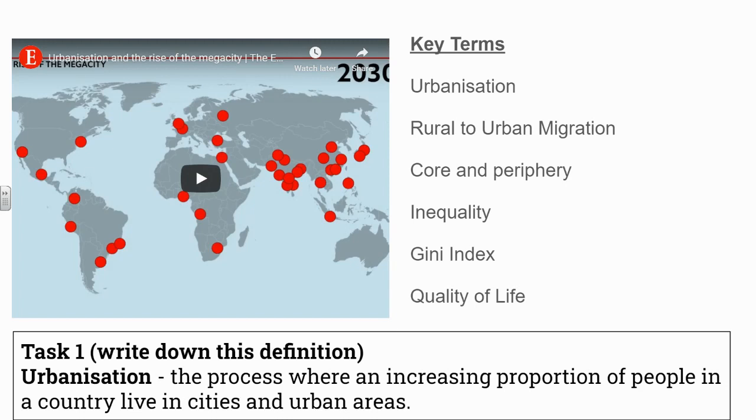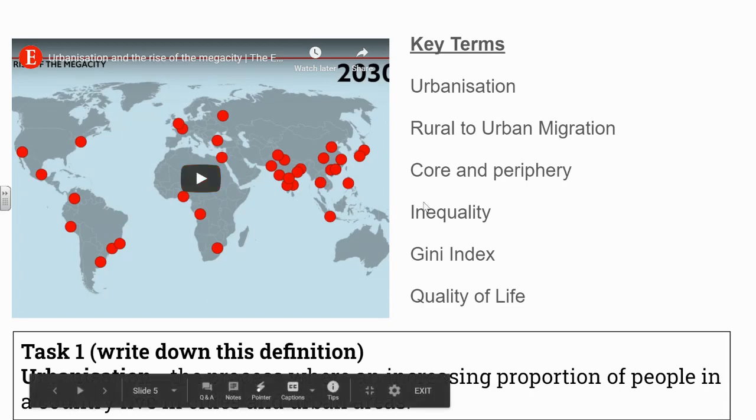So, the definition of urbanisation, you might remember this from year 7, is the process where an increasing proportion of people in a country live in cities and urban areas. So, essentially, that means people are moving from rural to urban areas, like in China, and also the population's growing faster in urban areas, probably due to the fact that people are having more babies in urban areas.